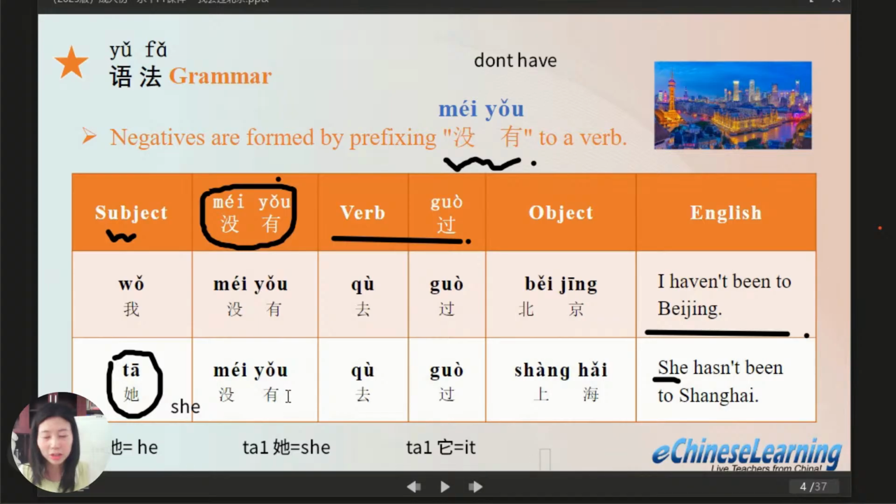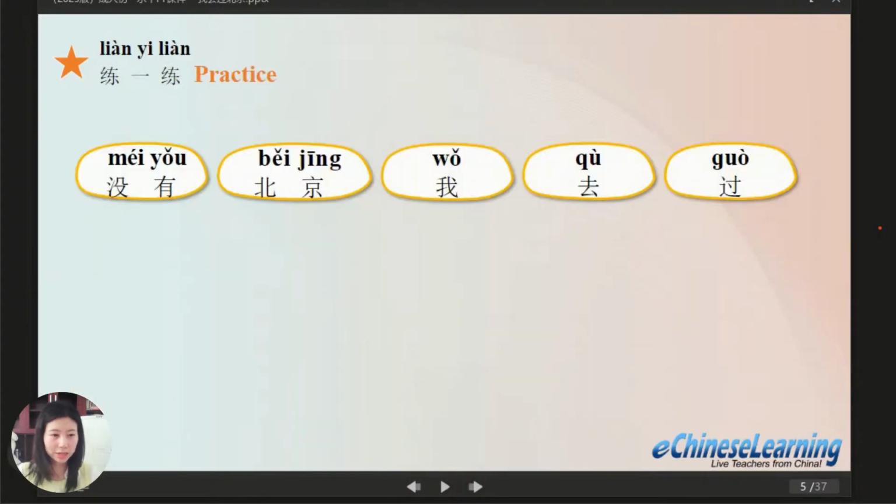Okay, and in this sentence, we just use "she", right? So she hasn't been to Shanghai. So in Chinese, we're going to say 她没有去过上海。Okay, 她没有去过上海。Also, it's not that hard. You just need to remember the position and the phrase for "don't have". Okay, let's do more practice here.